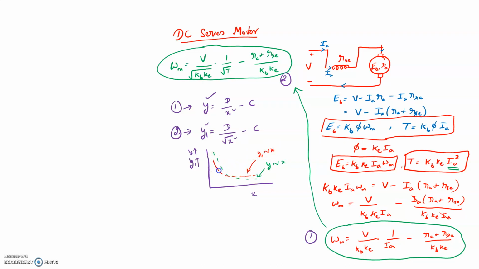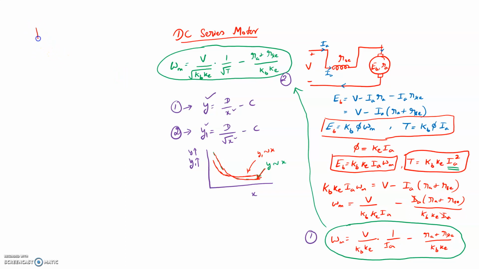The reason for showing you this simplified diagram is that both y1 and y are inversely proportional to x. So the curve will look like this: when the value of x is high, y is low. When the value of y is high, x is low. So let us draw this in terms of speed and torque.